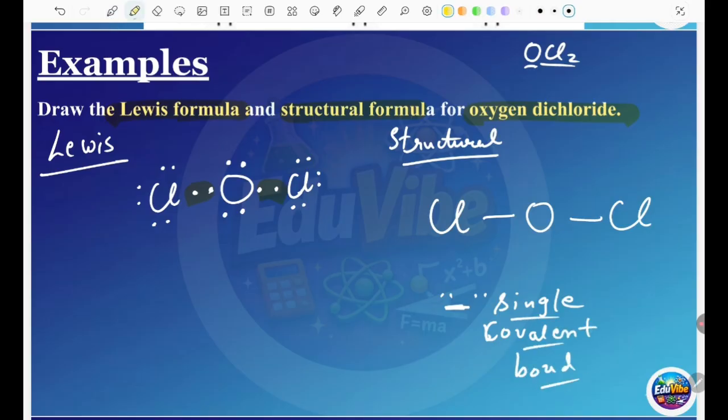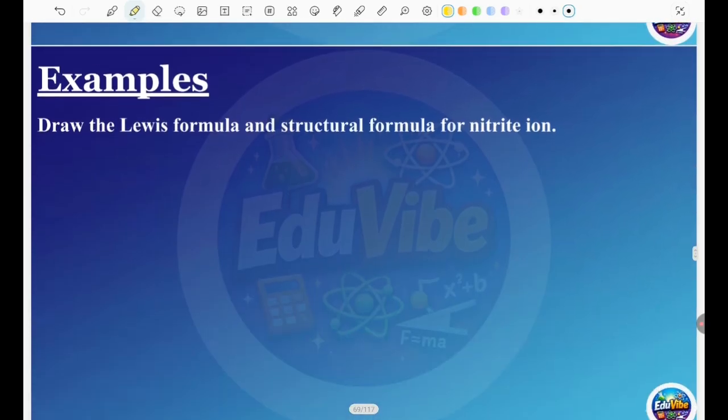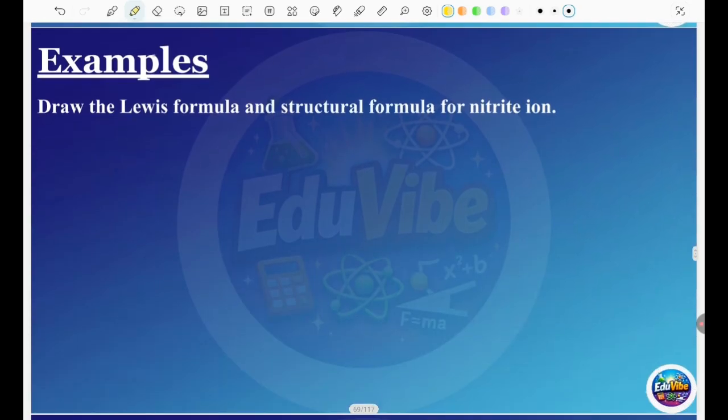So that's how we can make the Lewis structure and the structural formula with any of these. This is kind of a simple one. Let's move on to level 2 of this. We have to draw the Lewis formula and the structural formula for the nitrite ion.